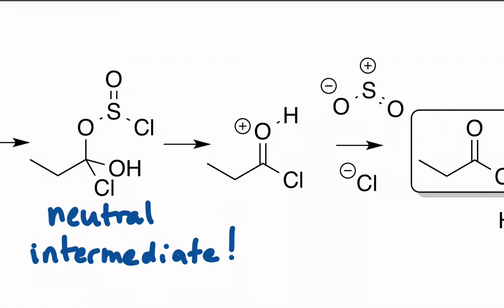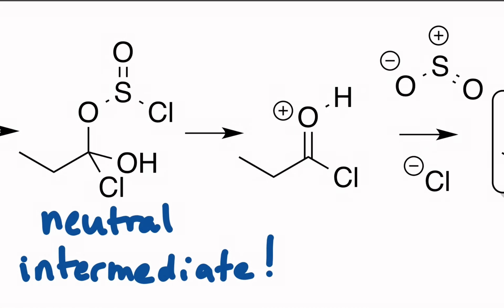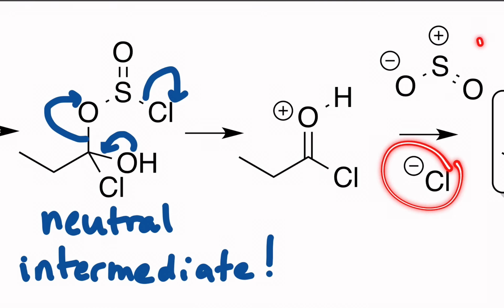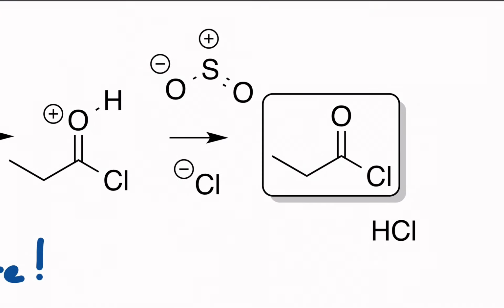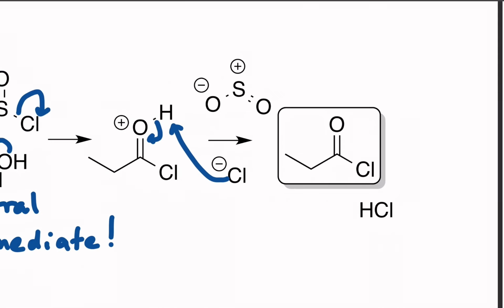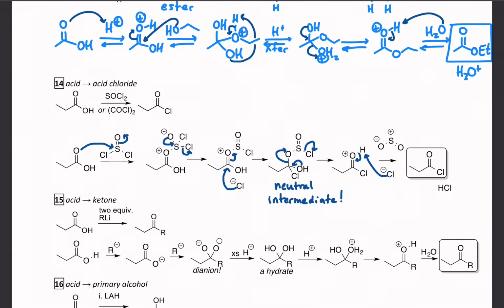To reform the carbon-oxygen double bond, a lone pair on this OH donates to make that pi bond, and it spits out this SO2 molecule, and the sulfur-chlorine bond breaks, and that's how I get a chloride and an equivalent of SO2, which is just a gas. Lastly, we need to lose an H+. Looks like we're making HCl, so I'll draw an arrow from the chloride to the H, break the OH bond. So that's how you make an acid chloride.